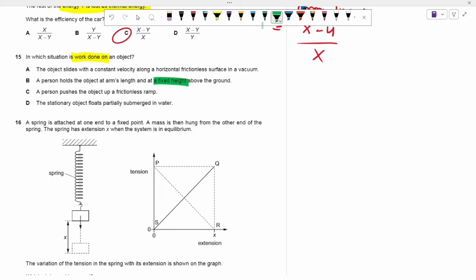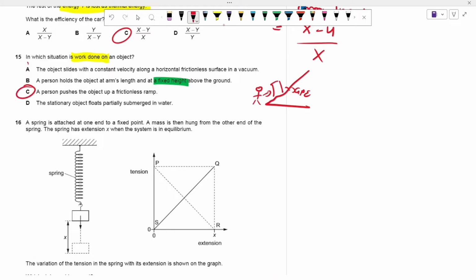Then if we move to C, a person pushes the object up a frictionless ramp. So you're going to have a ramp like so, and a person who's going to push an object up that ramp. Basically, that person is going to supply gravitational potential energy to that object. So work is done in supplying energy to that object. As it moves up, work is actually done on the object itself. So the correct answer has to be C.